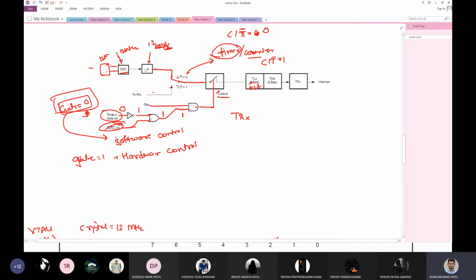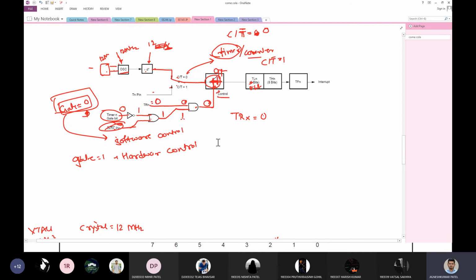Now if I want to run my timer, what do I have to do? I have to provide 1. So 1 and 1 will close the switch. If I want to stop my timer, what will I do? I'll write TRx equal to 0. This one will be 0, and this will remain as it is. So 0 ANDed with 1, the answer would be 0, and this switch will open. So see, the timer is still controlling.